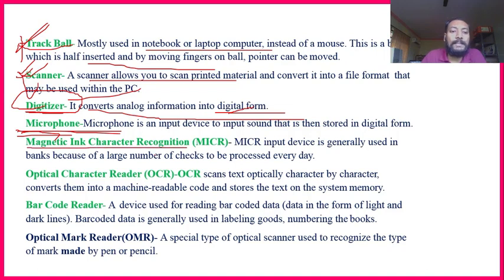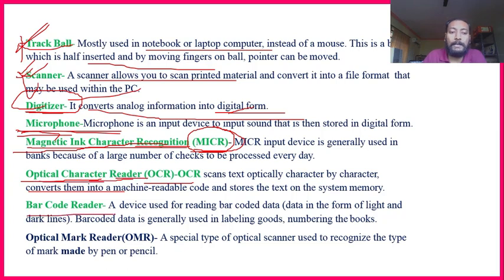Then magnetic characteristics and optical characteristics. See, you should know the full forms by heart. Please memorize the full forms. MICR, they will ask a question here: magnetic ink character recognition. And OCR is called optical character reader. That also you should know.